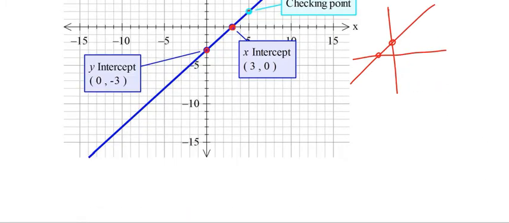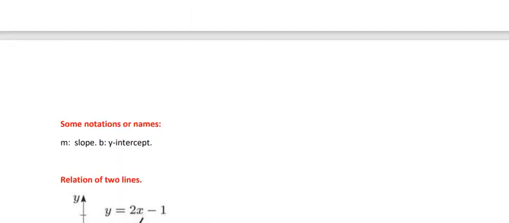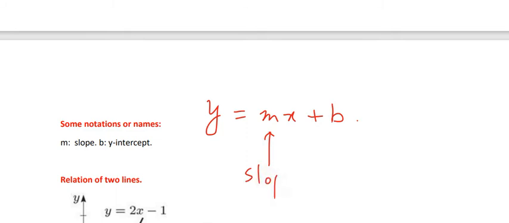So for this general function y equals mx plus b, we give m and b names. We call m the slope, and this b is the y-intercept.